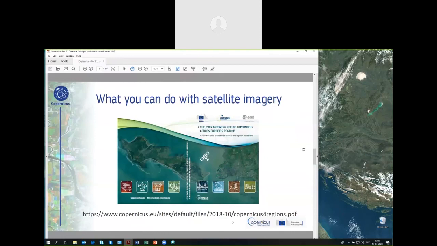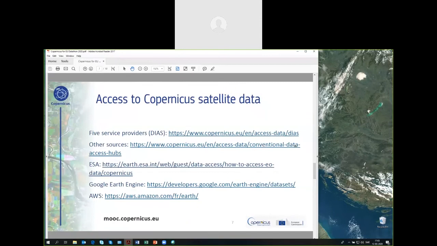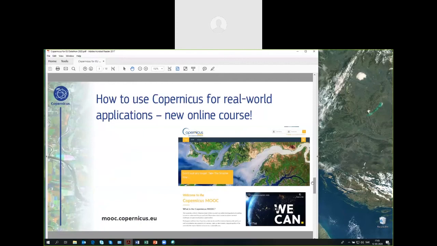If you want more examples of how to use satellite images, there is a publication with 99 use cases that I can recommend on this page. Now, a very quick overview of the various access points to get to the data is found here. So you have five different DIAS providers. There's an overview on this link. And you also have several conventional data access hubs, as well as Google Earth Engine and the Amazon Web Services.